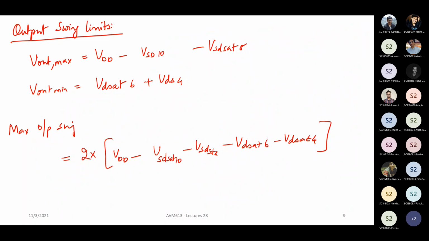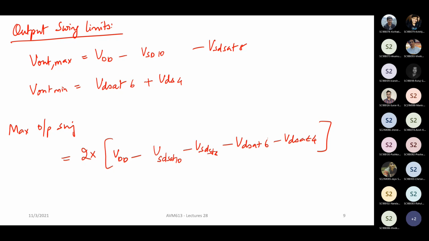One of the major differences between this and the telescopic cascode is that your tail current source limitation is not there. You don't have the tail current source VD sat being added. So it has a reasonably good output swing for this particular circuit.